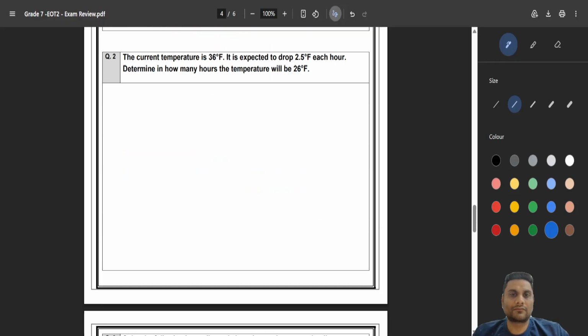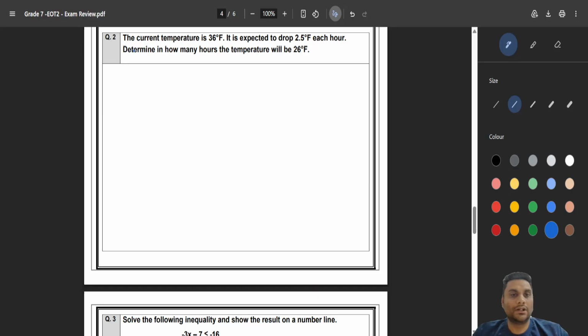Question number 2. We have to read it. The current temperature is 36 degree Fahrenheit. Okay, so currently the temperature of a place is 36 degree Fahrenheit. Let's write current temperature is 36. It is expected to drop, that is, going down, that is, minus. Okay, so minus how much? 2.5 Fahrenheit each hour. So it will go down by 2.5 every hour.